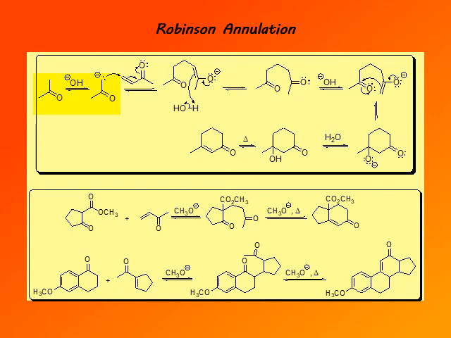Addition to an enone, this is a commonly used enone, methyl vinyl ketone, or MVK. It's used a lot in organic synthesis, so addition to carbon 4 of the enone system results in formation of this enolate anion. Now, this enolate anion is actually an enolate of a diketone.